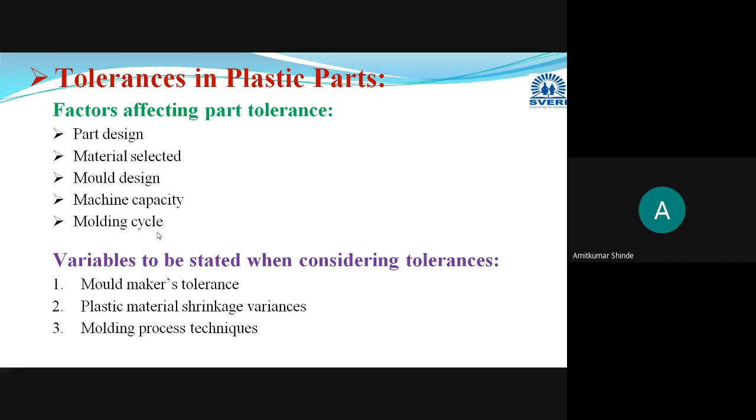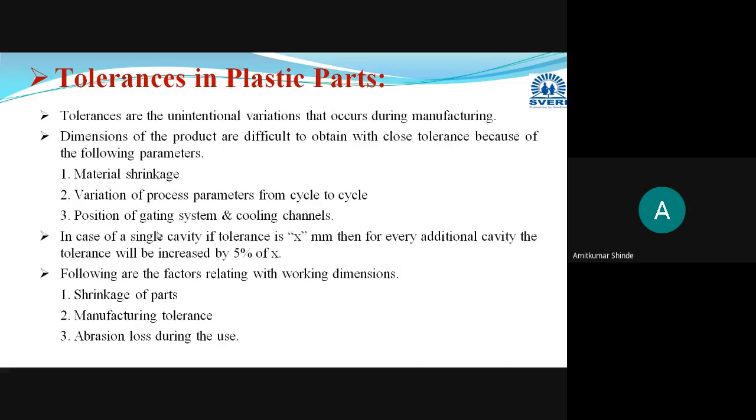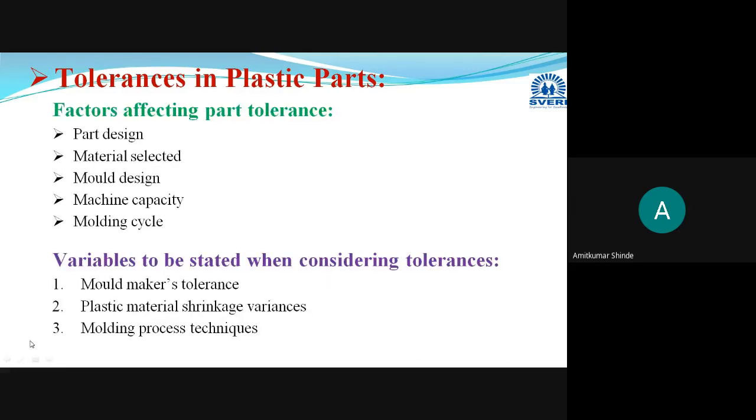Then different variables are there that you have to consider while providing the tolerances. It is the mold maker tolerances, and then plastic material shrinkage variance, then molding process techniques. Okay, already I have discussed this. Variation in the process, this shrinkage, the only extra parameter is the mold maker's tolerance. Mold maker is nothing but the manufacturer of the required mold. Okay, some tolerance should be provided for that also, the manufacturing of the mold.